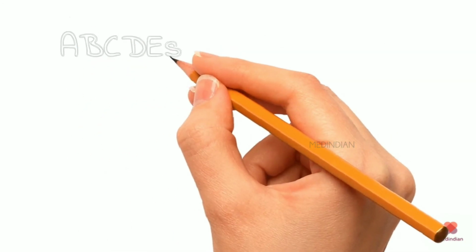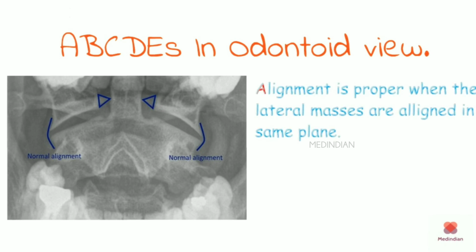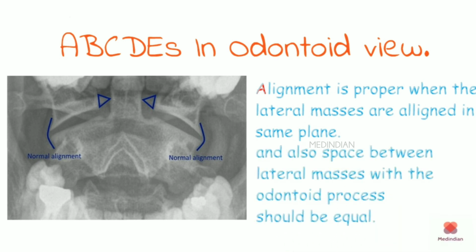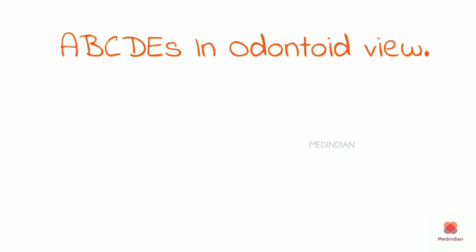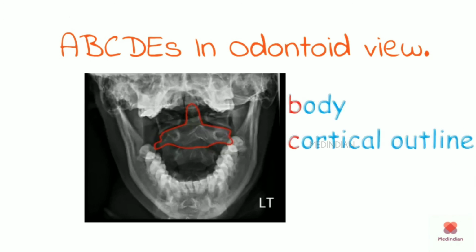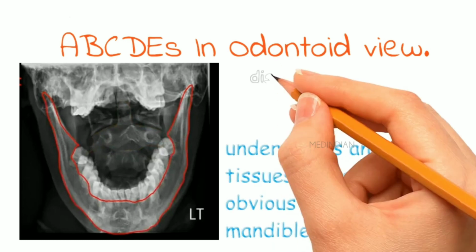In odontoid view, alignment is normal when the lateral masses are aligned in the same plane. Space between lateral masses of C1 or C2 with the odontoid process should be equal. For body and cortical outline, identify and trace the entire C2 vertebra. For edges and soft tissues, assess for any obvious fracture in the mandible.